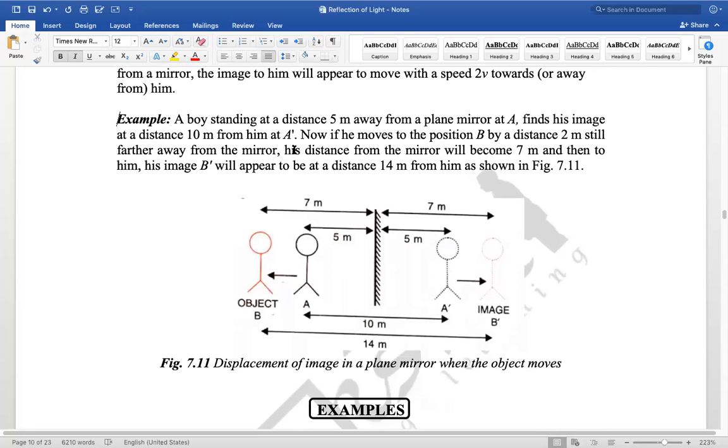Now, example: a boy standing at a distance 5 meter away from a plane mirror at A finds his image at a distance 10 meter from him at A dash. ठीक है. So, मिरर से 5 मीटर के डिस्टेंस पे है, उसको अपना इमेज 5 मीटर मिरर के पीछे दिख रहा है, तो टोटल द डिस्टेंस बिटवीन द ऑब्जेक्ट एंड द इमेज इज 10 मीटर.